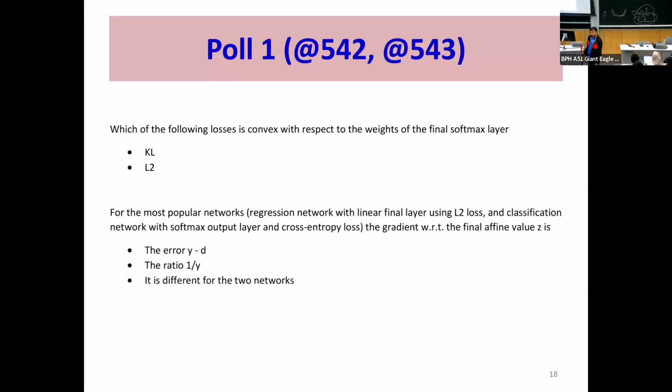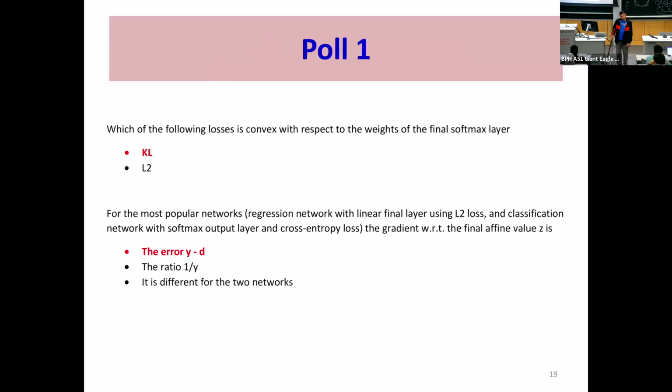What about the second question? Does someone here want to answer it? The error, y minus d. So for the most popular networks, the gradient with respect to the final affine value Z is y minus d, right? You saw this in the quiz. Okay, let me move on.